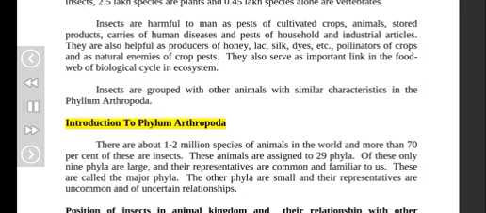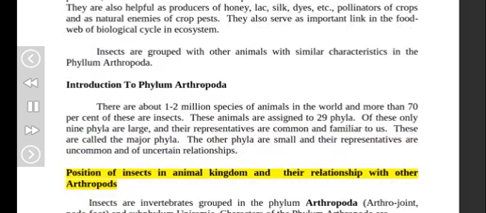Introduction to phylum Arthropoda. There are about 1 to 2 million species of animals in the world, and more than 70% of these are insects. These animals are assigned to 29 phyla. Of these, only 9 phyla are large, and their representatives are common and familiar to us. These are called the major phyla. The other phyla are small and their representatives are uncommon and of uncertain relationships.